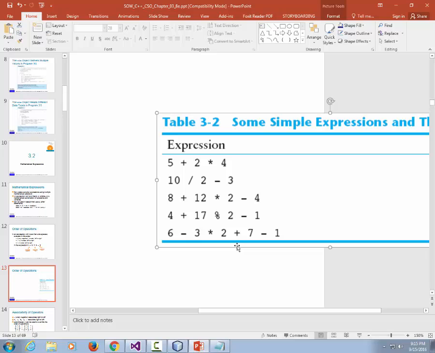What gets done first here? The division. So 10 divided by 2 is 5. Minus 3 is 2. What gets done first in this expression? 12 times. Right. So 24. 8 plus 24, whatever. Okay. This has got our good old friend modulus. That's the first thing that gets done here because modulus is at the same precedence level as multiplication and division. So what's 17 modulus 2? 1. Right, because 2 goes into 17 a certain number of times with a remainder of 1. So 4 plus 1 minus 1 is 4 again. We have the idea.